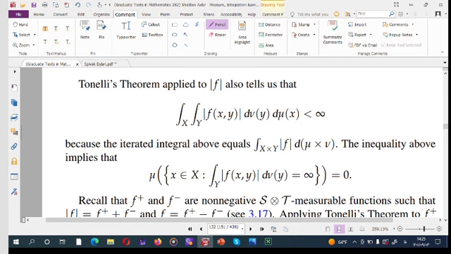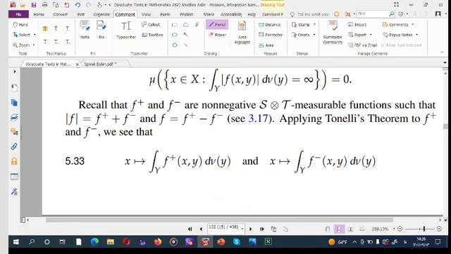So since this is finite, this must be finite too. The inequality above implies that mu of the set of all x such that this is infinite must be equal to 0, because otherwise this integral is equal to infinity.